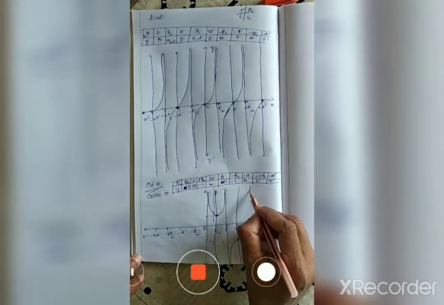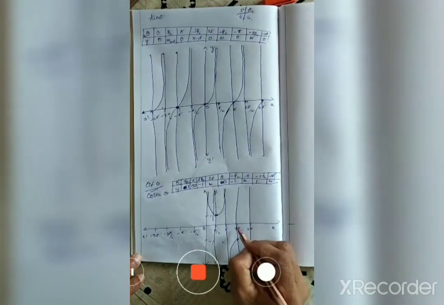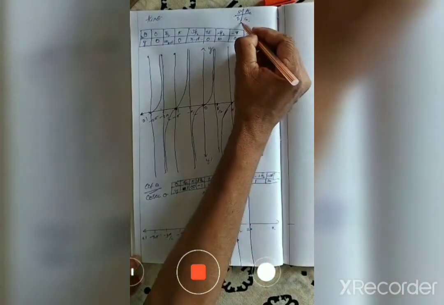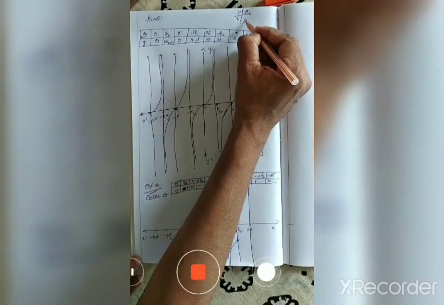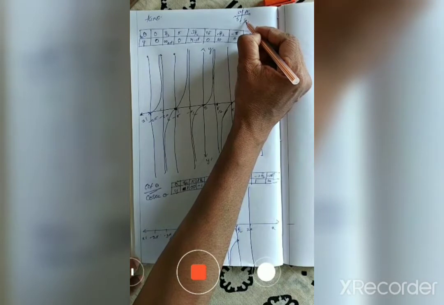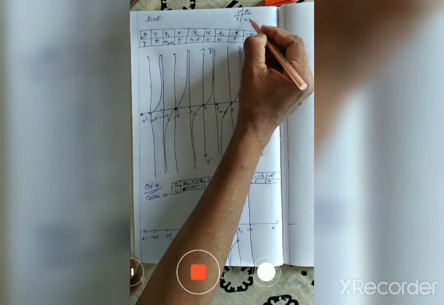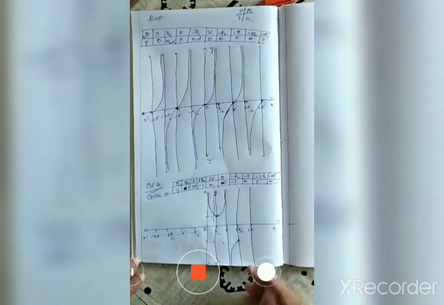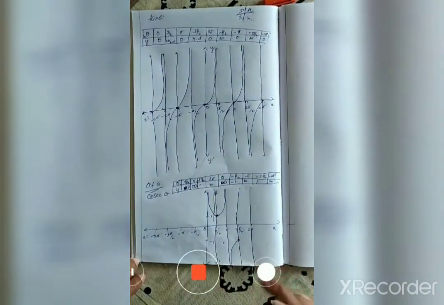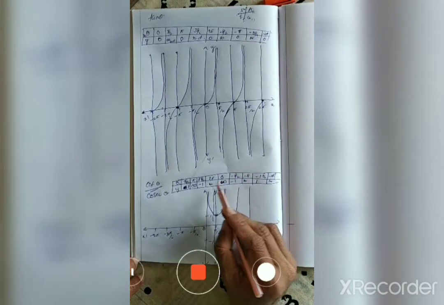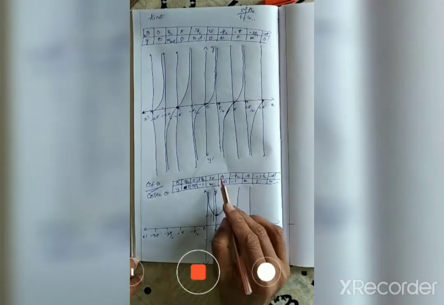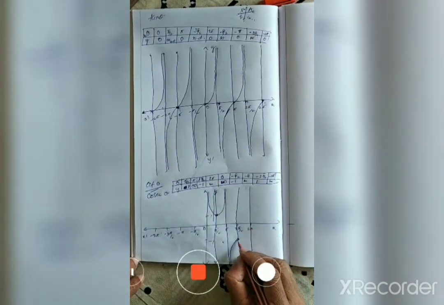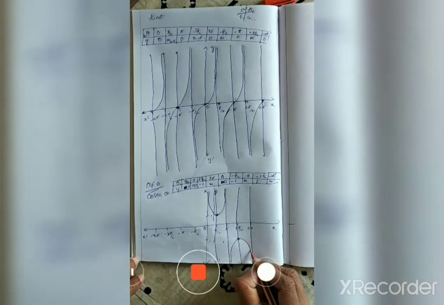Next quadrant, 3 pi by 2 to 2 pi. Here cos is positive, but cosecant is negative, so it takes negative values. From where to where? Cosecant 3 pi by 2 is minus 1 and cosecant 2 pi is infinity. Negative values go up to infinity.